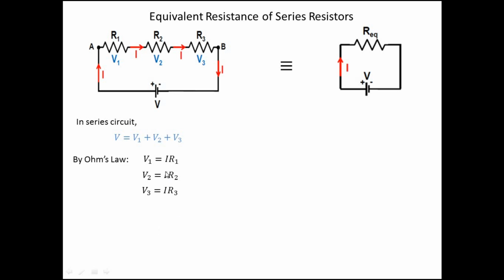So now we can substitute V1, V2, V3 in this equation. So V equal to V1 is IR1, V2 is IR2, V3 is IR3. So V equal to IR1 plus IR2 plus IR3.